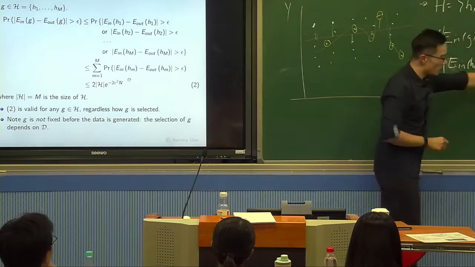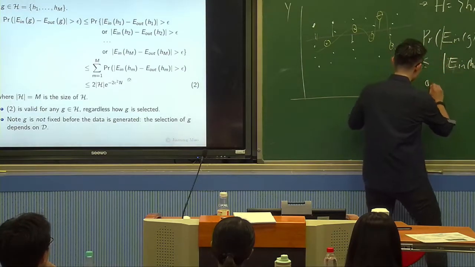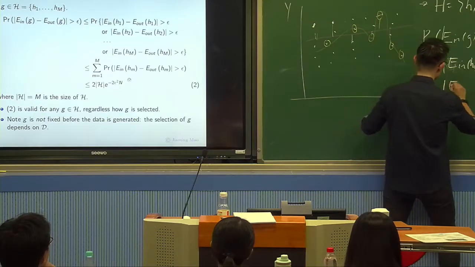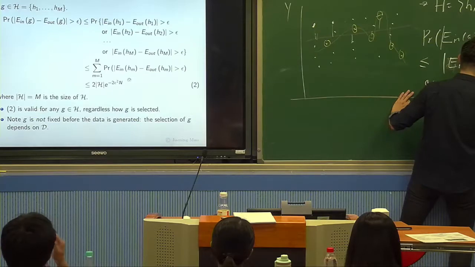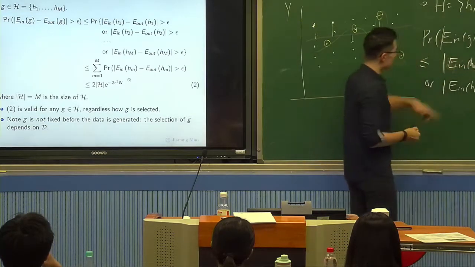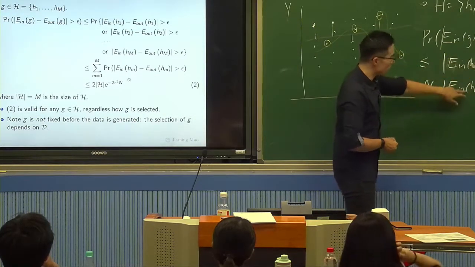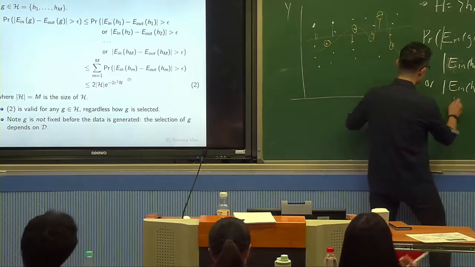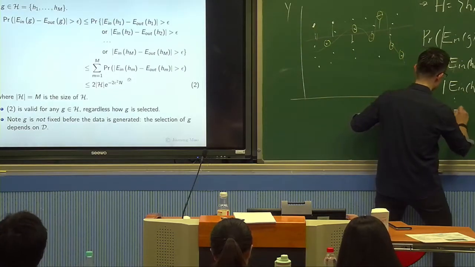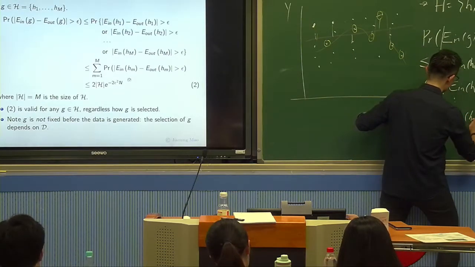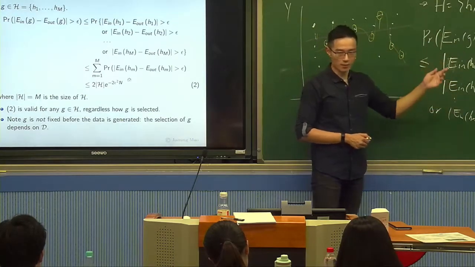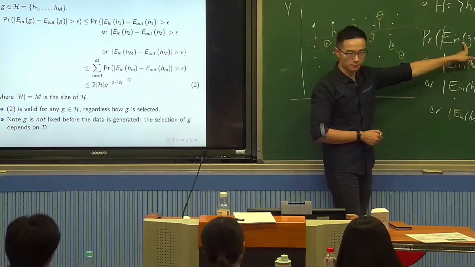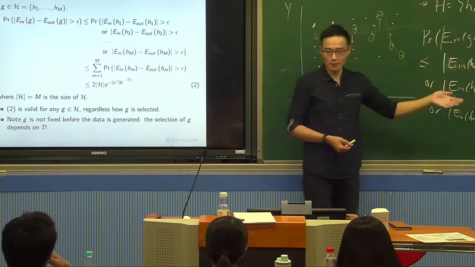So either H1 is larger than epsilon, or H2 is larger than epsilon, or HM is larger than epsilon. So at least one of them has to be larger than epsilon, if this is true. Right, so, simple logic.